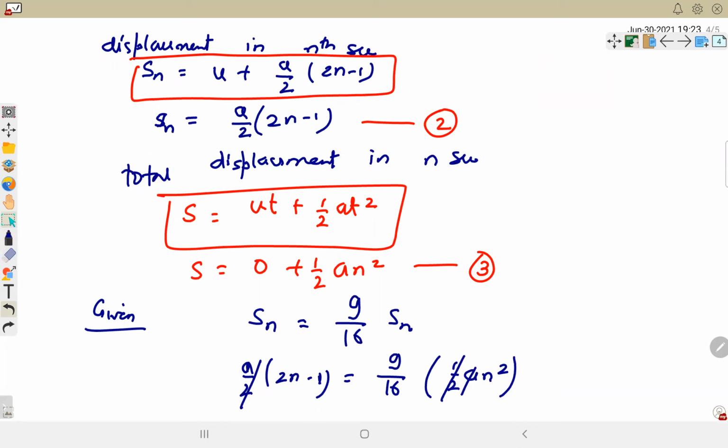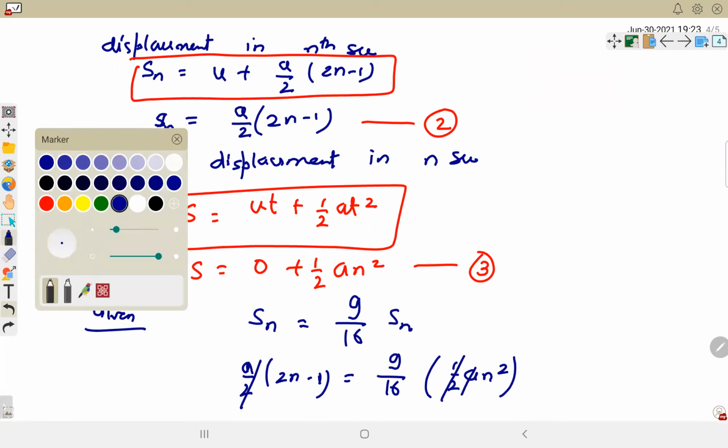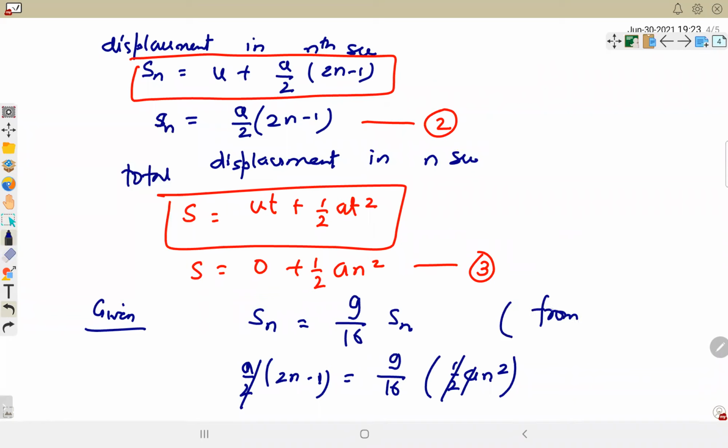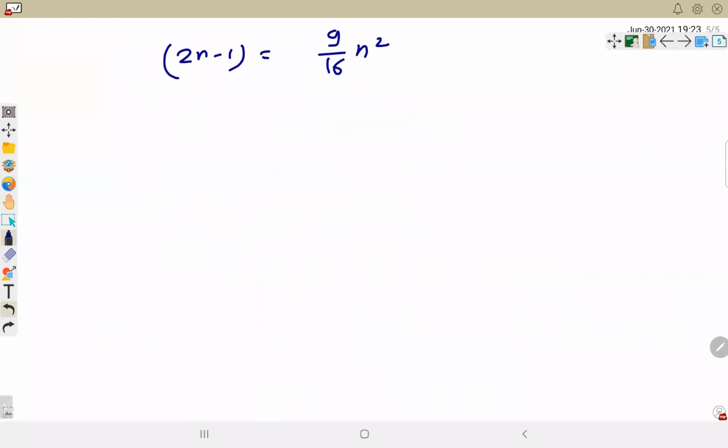So from 2 and 3, we substitute the value, displacement covered in the nth second and n seconds. From the language of the question, you need to figure out what information is given, and accordingly we will substitute that equation. 2n minus 1 is equal to 9 by 16 n square, so 9n square. Sir, can you go to the previous slide?